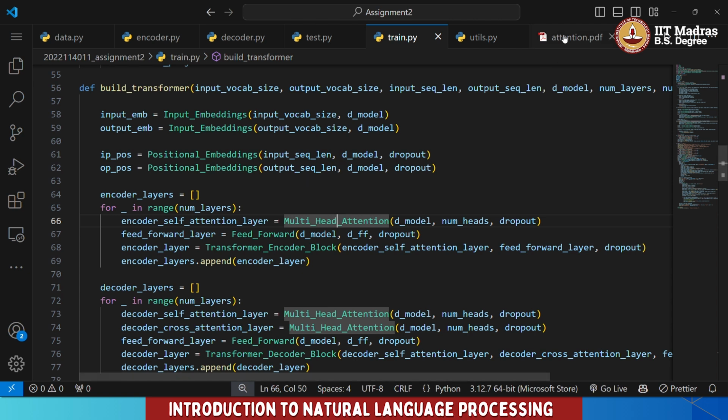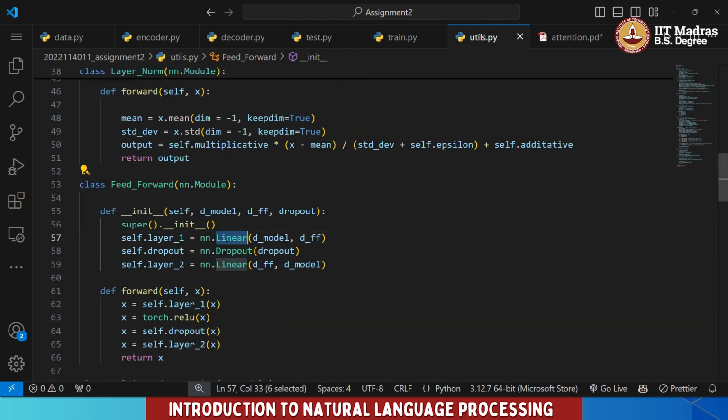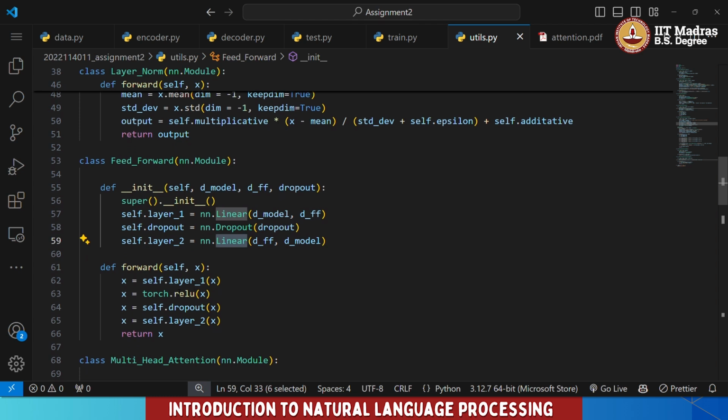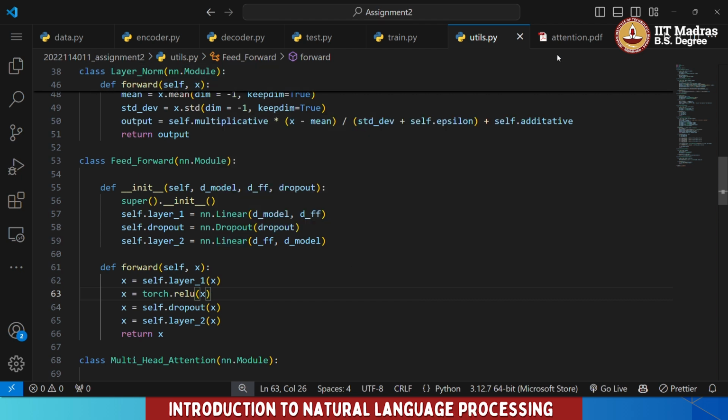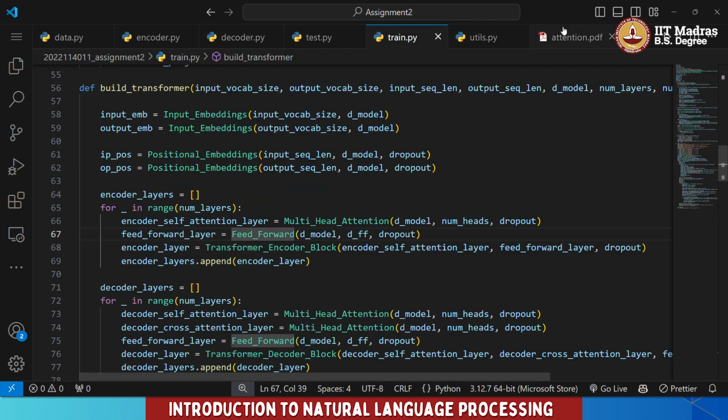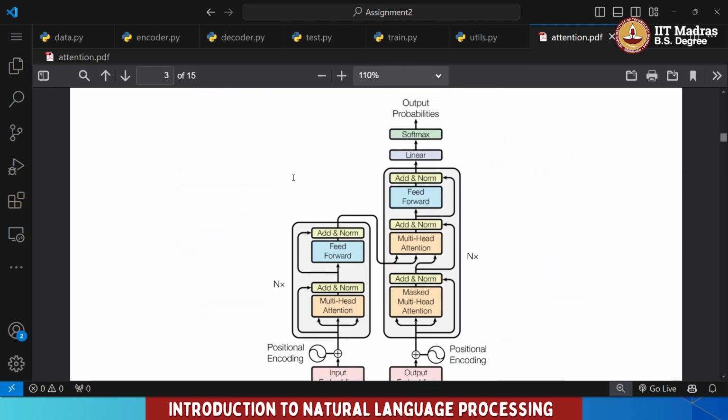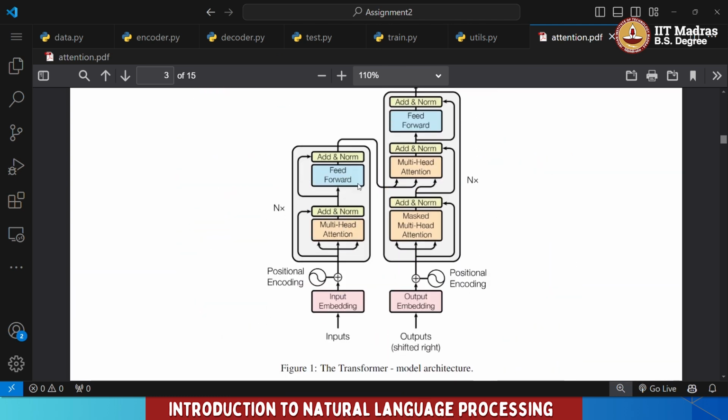Now comes the feed-forward layer. The feed-forward layer is pretty simple. It's just a combination of two linear layers with a dropout in between. They go from D model to the dimension of feed-forward, apply a dropout, and there's a non-linearity ReLU in between as well, and then come back from feed-forward to D model. That is just done to add some non-linearity to the model. This is where it falls under the architectural diagram.